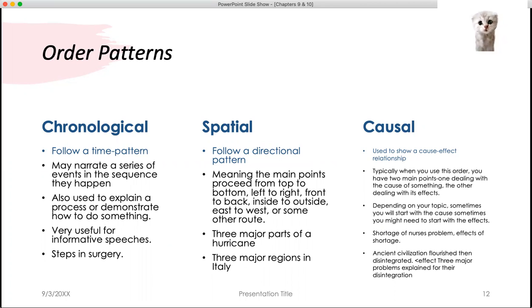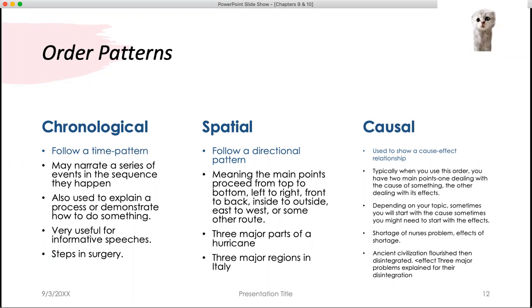Then we have the spatial pattern. That follows a directional pattern. So it would be something where the main points proceed from top to bottom, left to right, front to back, inside to outside, east to west, or some other route. So normally it takes a direction, if you're covering maybe the Midwest states, and you will then list those from north to south or south to north. Another example would be maybe the 3 major parts of a hurricane and then list those, or the 3 major regions in Italy. So those are examples of spatial order.